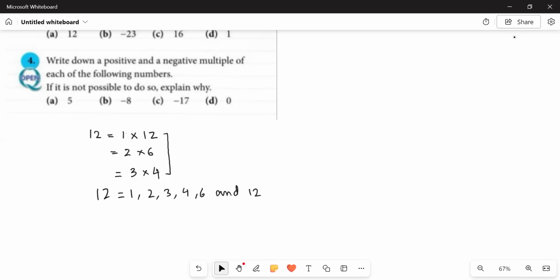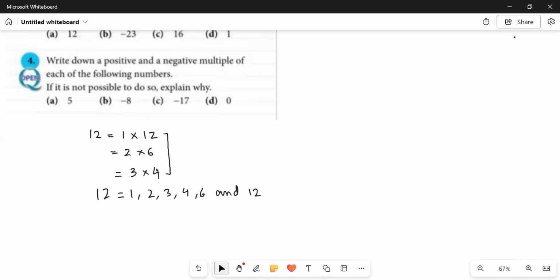A factor is basically a number that divides a given number completely without leaving any remainder. If I divide 12 by 1 or by 12 or by any of these factors, we will not get any remainder. It will be completely divided and there won't be any remainder. So these are called the factors.